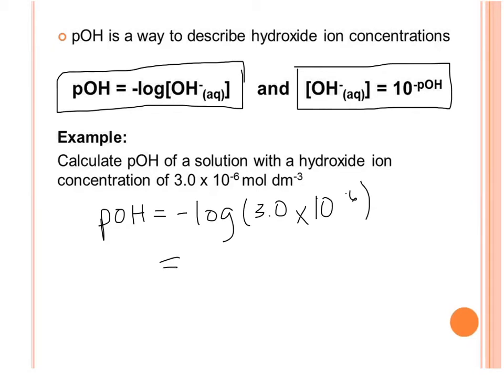If we plug that into our calculator, again, we need to remember that we have 2 significant digits here, so our answer needs to be to 2 decimal places. This gives us a pOH of 5.52.